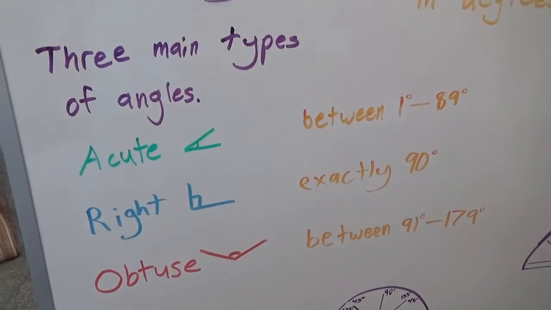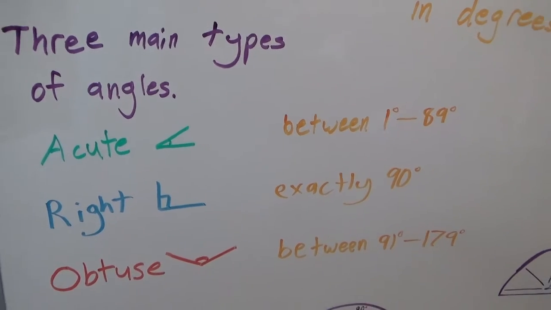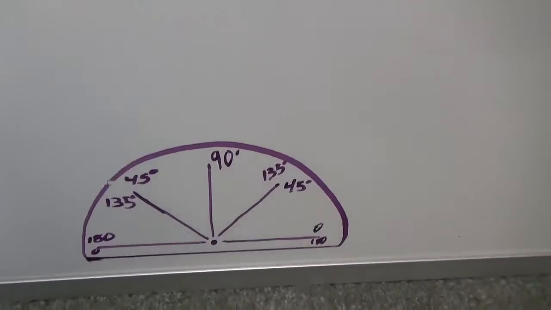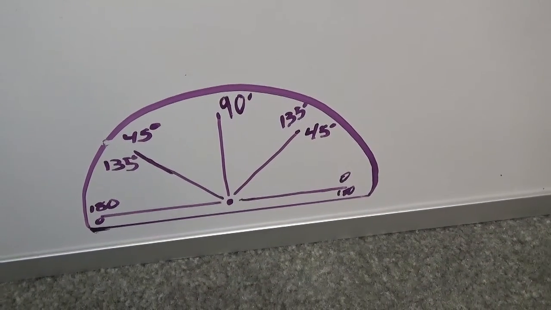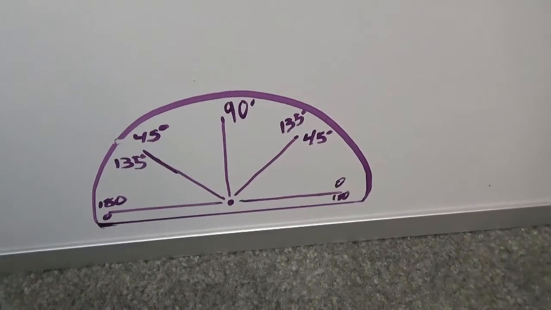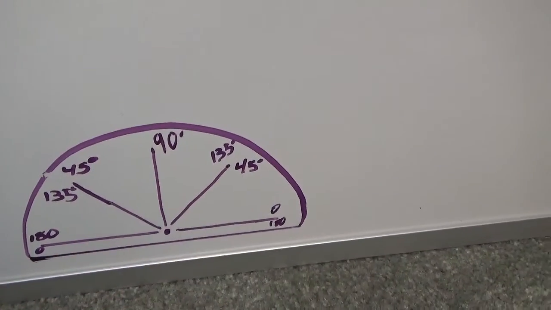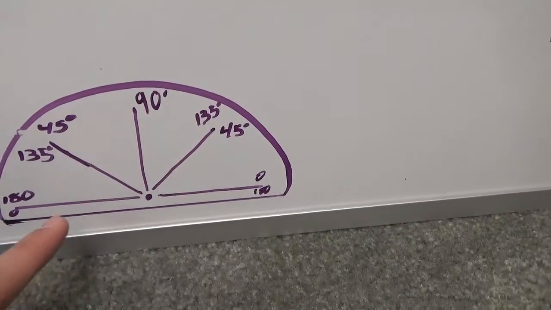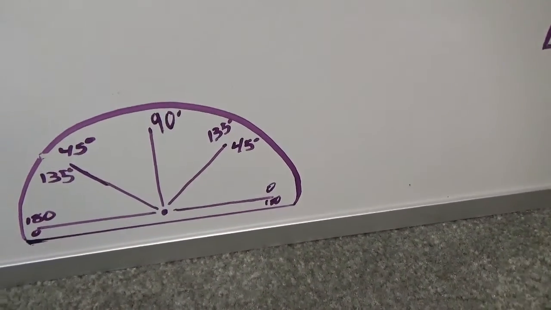Now we have a tool that we can use to measure an angle, and we call that a protractor. I don't have a protractor to show you, but I'm pretty sure that you have one at home. It looks like this, but it might have more lines in between here. But in general, it will be a half circle, and it will have numbers spread across it. And let me show you how we use that.